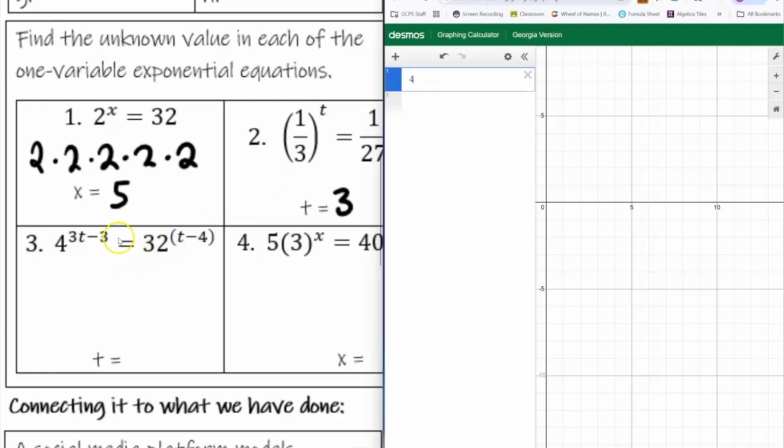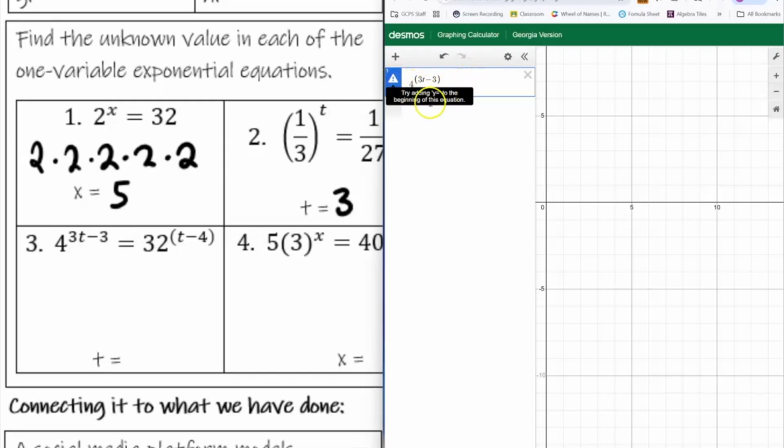I can't just type in 4 to the power of 3t, and look, as soon as I say minus, what happened? It came to the bottom. But we should know this by now. We put exponents in parentheses so that it stays at the very top as the exponent. So we got 3t minus 3, right?